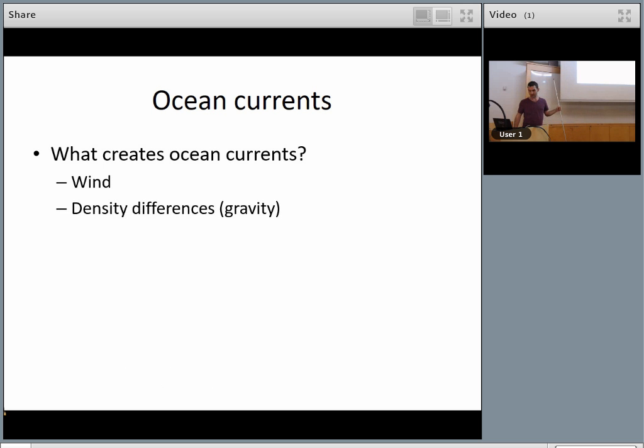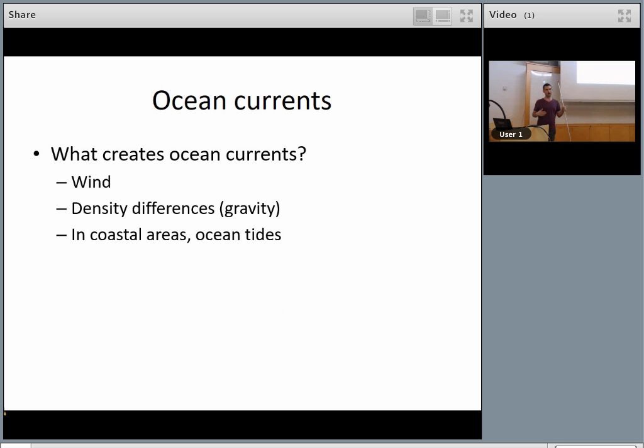Then we have density differences. So as you say, temperature differences. In fact, the density, which is the mass per unit volume, may vary in the ocean due to temperature variations or change in the salinity content. If you have more salt, the water will be denser. And these two things will combine in creating currents.